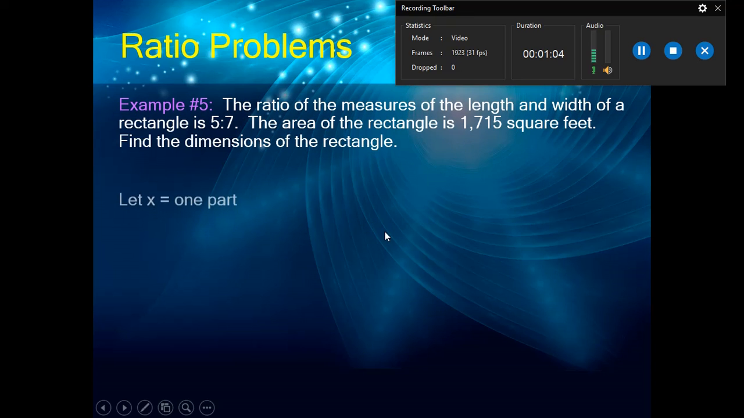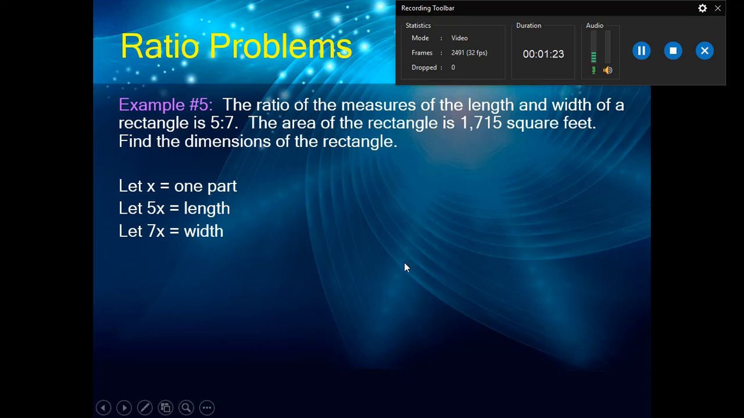What you have to know is that when you have ratios, we talk about parts. X would represent one part of this total area. But the length is 5 parts, so we're going to use 5x to represent the length. And the width is 7 parts, so 7x is the width.